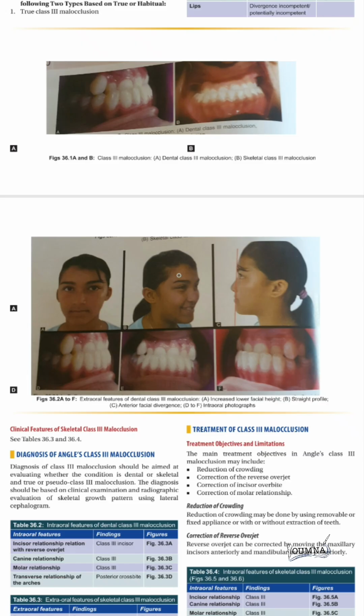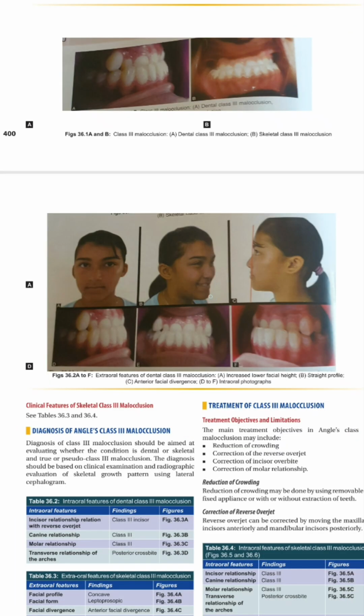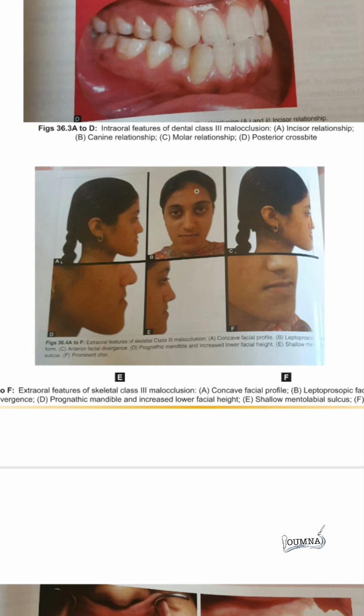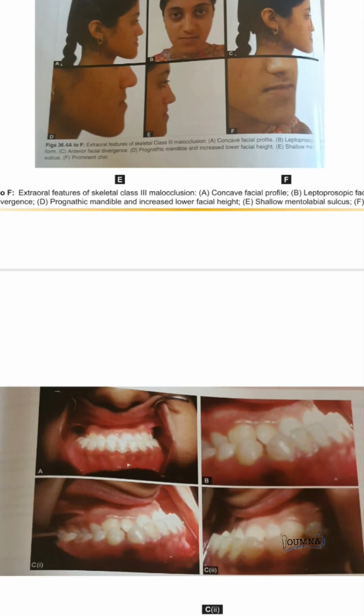We can see that the profile is concave and we have a prominent chin. You can see the canine having a class 3 relationship instead of the normal occlusion of the maxillary canine in the space between the mandibular canine and the first premolar. It is occluding between the first and second premolar due to the protrusion of the mandibular arch. We can see that there is an increase in the lower facial height.